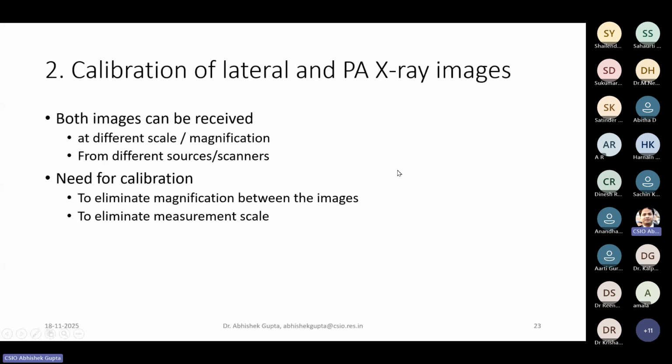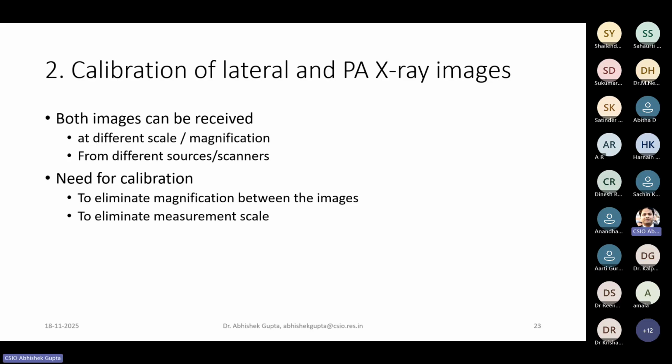So the next step is the calibration of the lateral and PA images. This step is important for measurement. When you are developing a 3D volume or 3D surface, obviously you will need to compute the amount of volume, a quantitative view. If you want a quantitative view, if you want to measure, then you have to do the calibration, because if you do not calibrate, there will be a problem with the scale or the measurement.